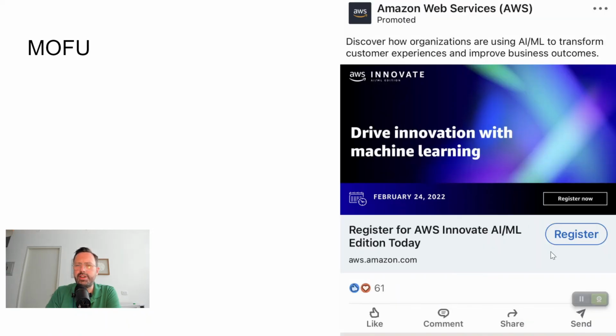Another middle of funnel offer here from Amazon Web Services, which is an event you can register for, Drive Innovation with Machine Learning. And I'm sure they probably have some excellent targeting for people that would be involved in artificial intelligence and machine learning, and they've done a great job of consistently applying the Amazon Web Services brand with these gradients and the colors and things like that. I enjoy seeing the Amazon ads because I think they're so cleanly designed from a branding perspective.